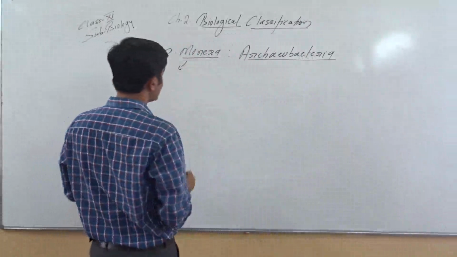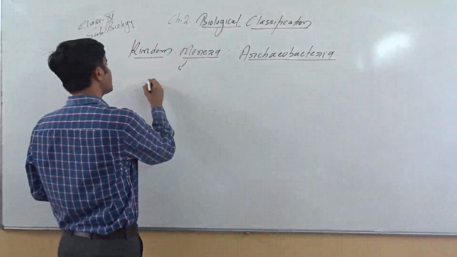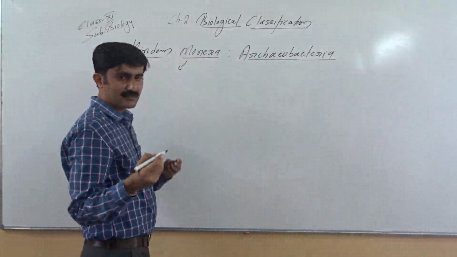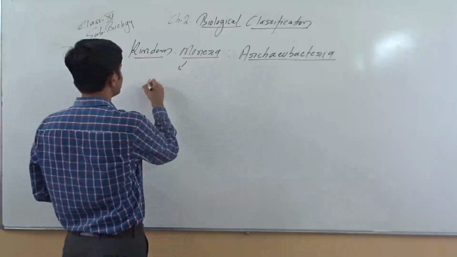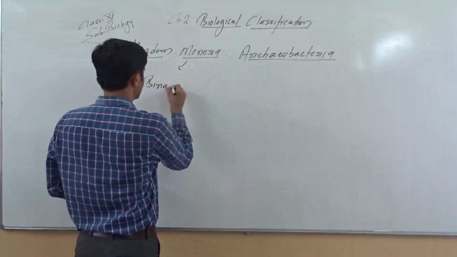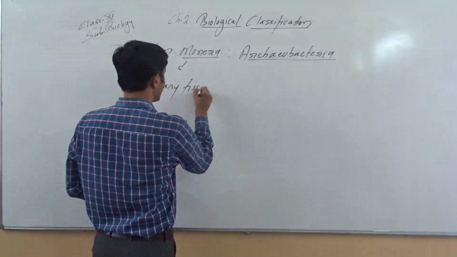Now when we talk about reproduction in Monera, being unicellular, they commonly reproduce by simple cell division. And that simple cell division we can write as binary fission.